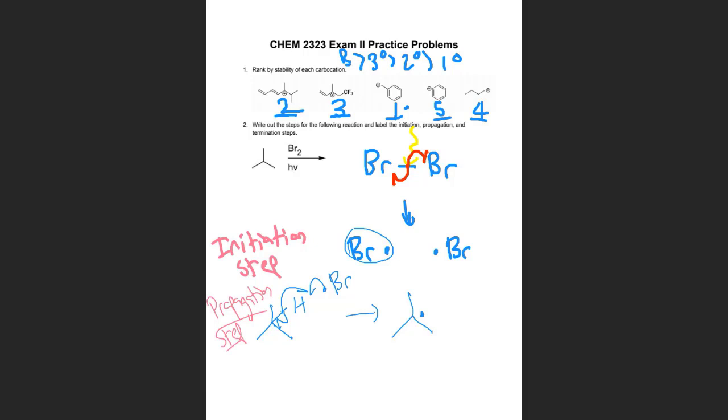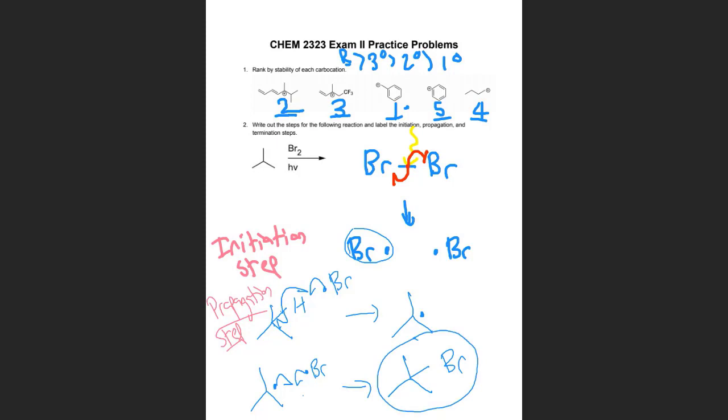And so finally, this is going to repeat a couple of times, creating a bunch of molecules like this. And the last step is going to be the elimination of the radical, where we have this carbon radical react with a bromine radical to form our bromination product.